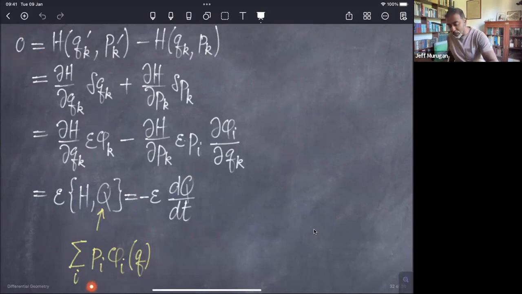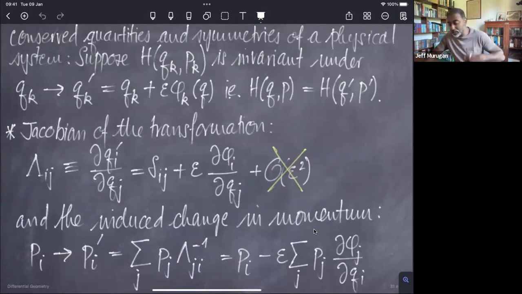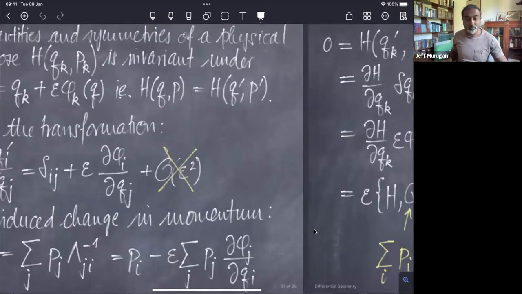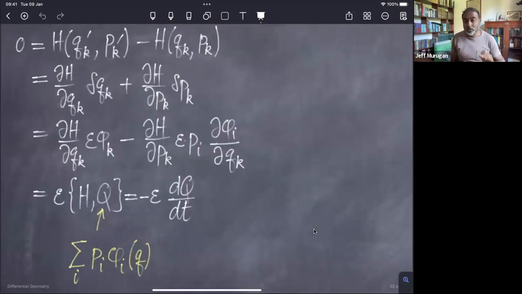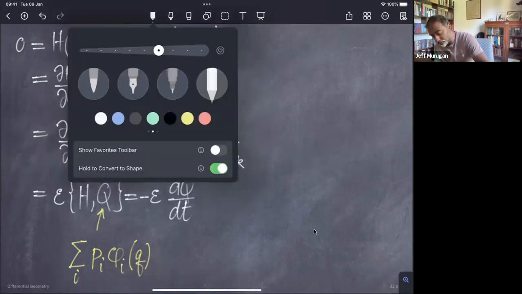That quantity is the sum over i of the ith momentum coordinate multiplied by phi i. Phi i, remember, was the thing that defines for us the coordinate transformation. In other words, Noether's theorem tells us that finding a conserved quantity in a Hamiltonian system is the same as finding a transformation that leaves that Hamiltonian invariant, with Q here playing the role of the generator of that transformation. So this allows us to make a statement of Noether's theorem.